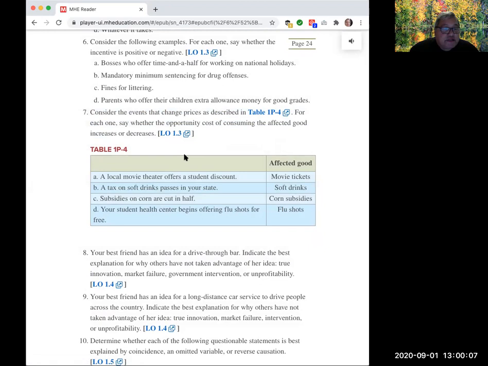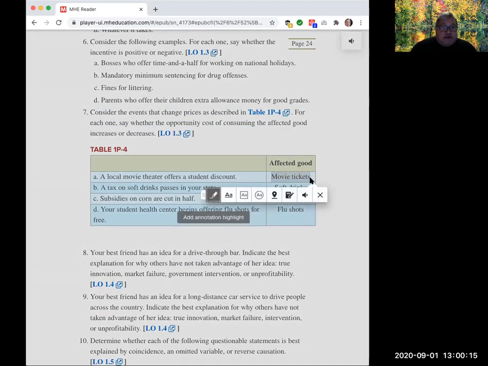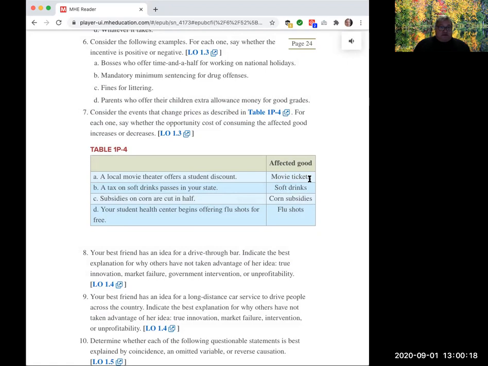So what happens when a local movie theater offers a student discount and the affected good is movie tickets? What happens to the purchase of movie tickets if students get a discount at a movie theater? So you go to the Brendan Theater, you look at the pricing, and the pricing structure adds a new line that you hadn't seen before, that if you're a student, you get a discount.